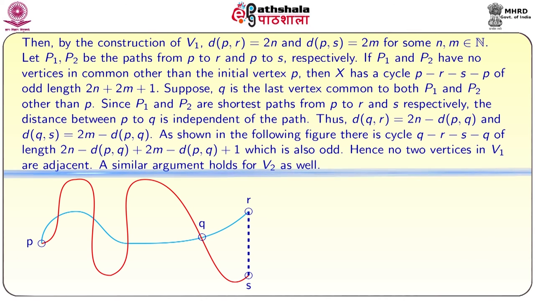So, we showed that there is a closed path, a cycle, whose length is odd, which is a contradiction. We assumed that every cycle is of even length, but we produced a contradiction. So, hence no two vertices in V1 are adjacent. By a similar argument we can show that no two vertices in V2 are adjacent. Hence, we proved the required result.